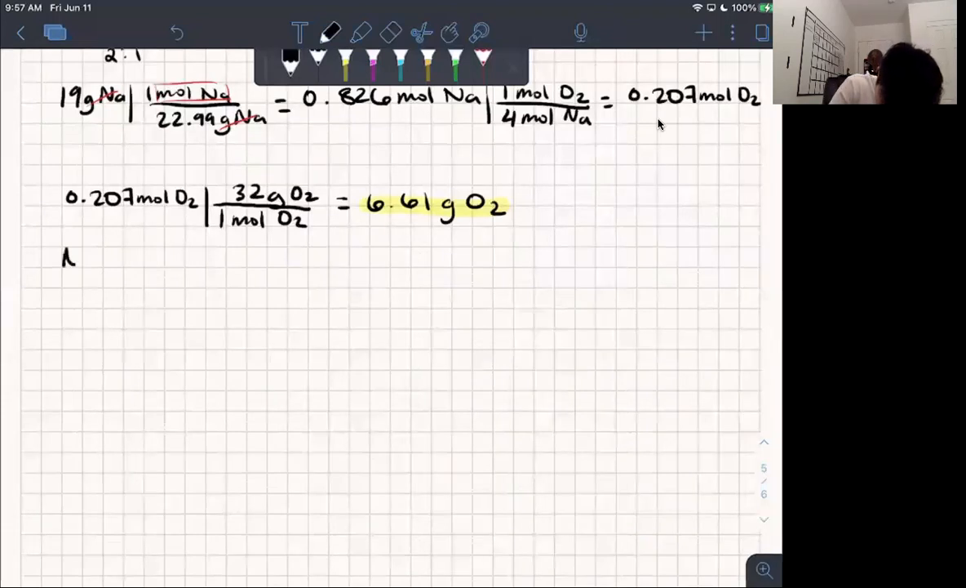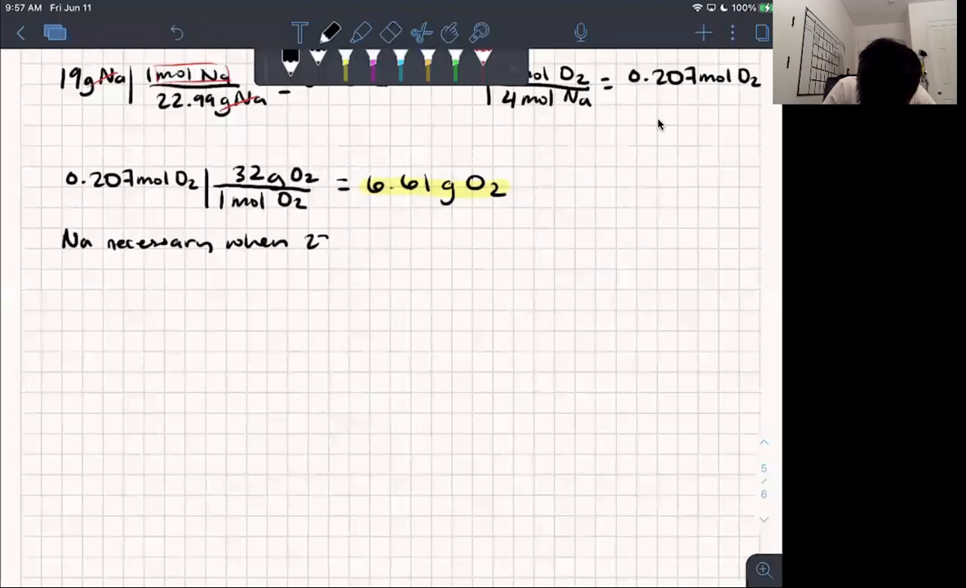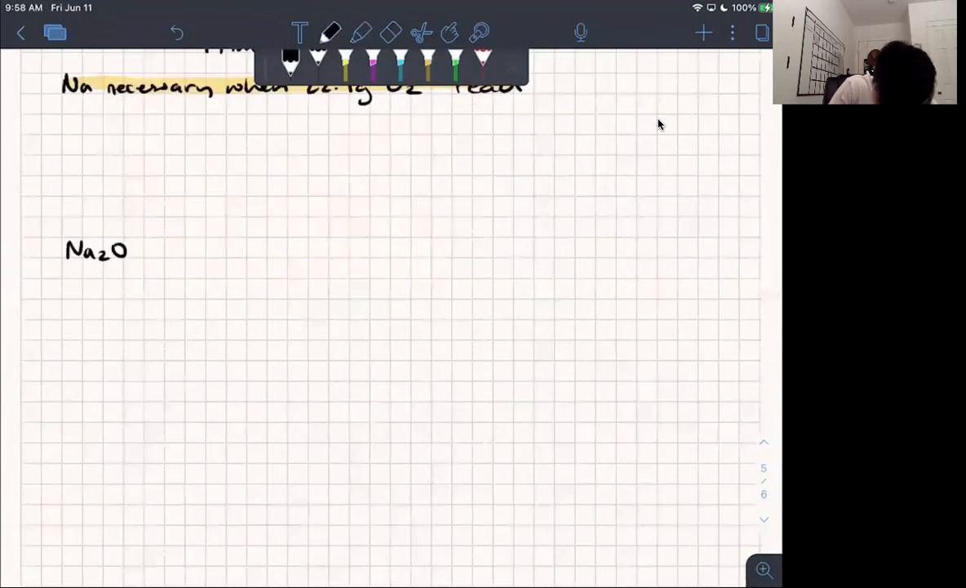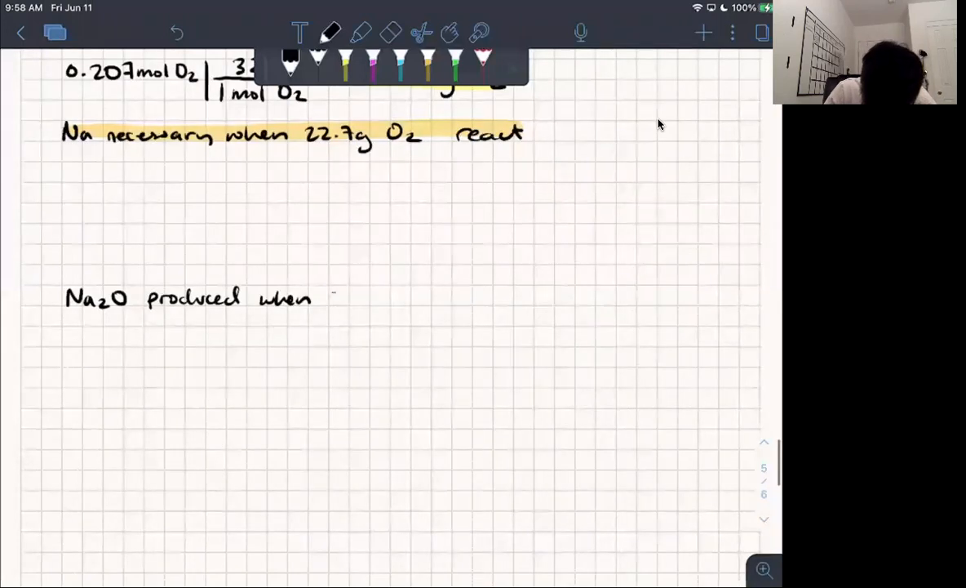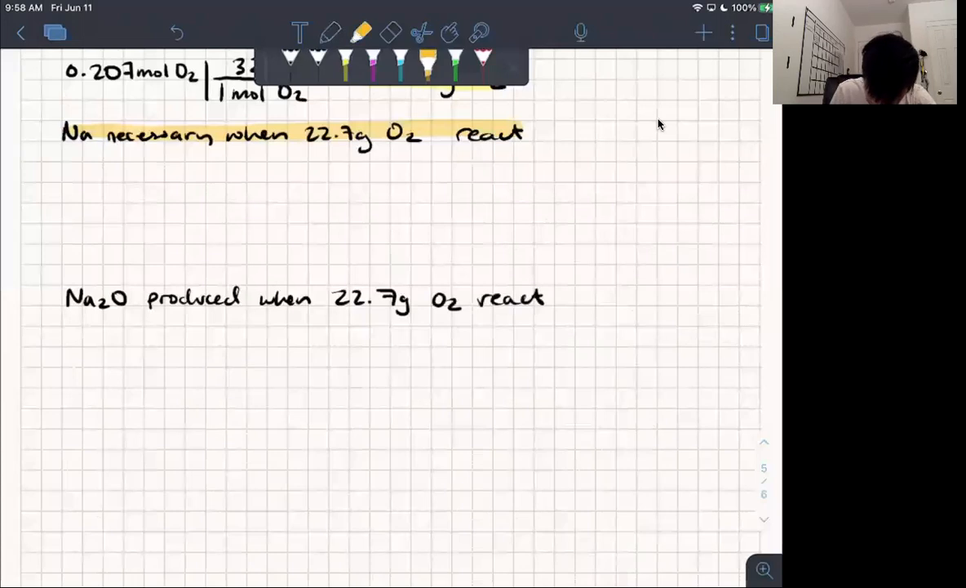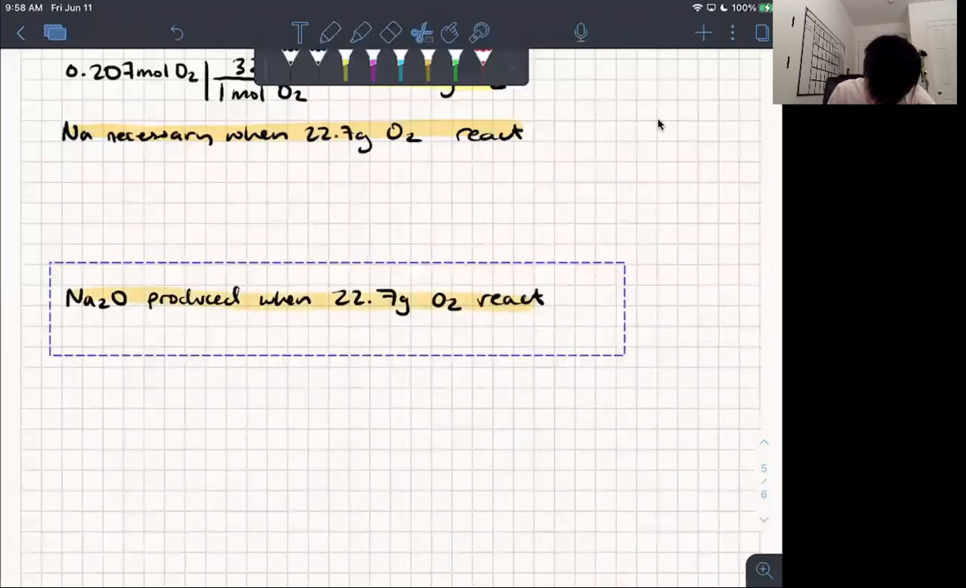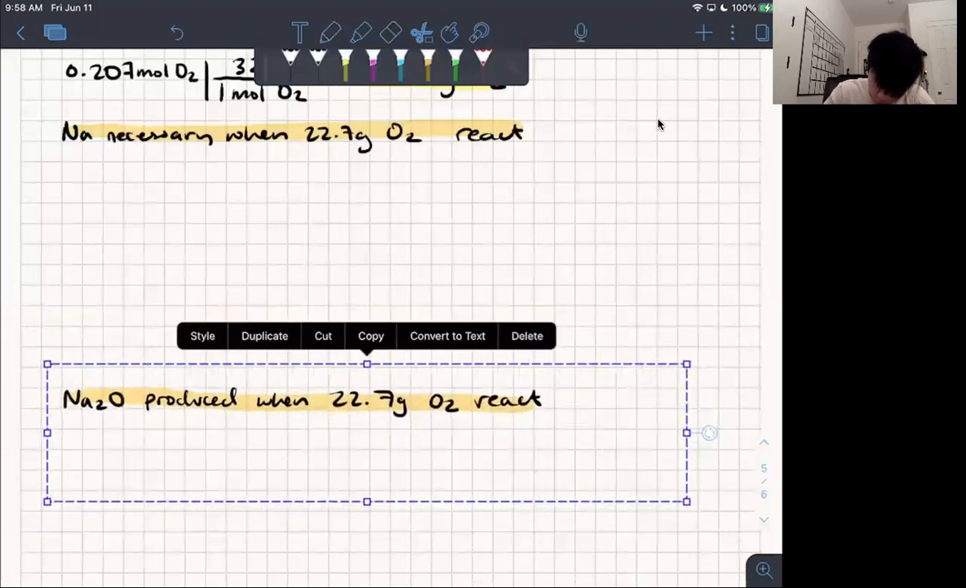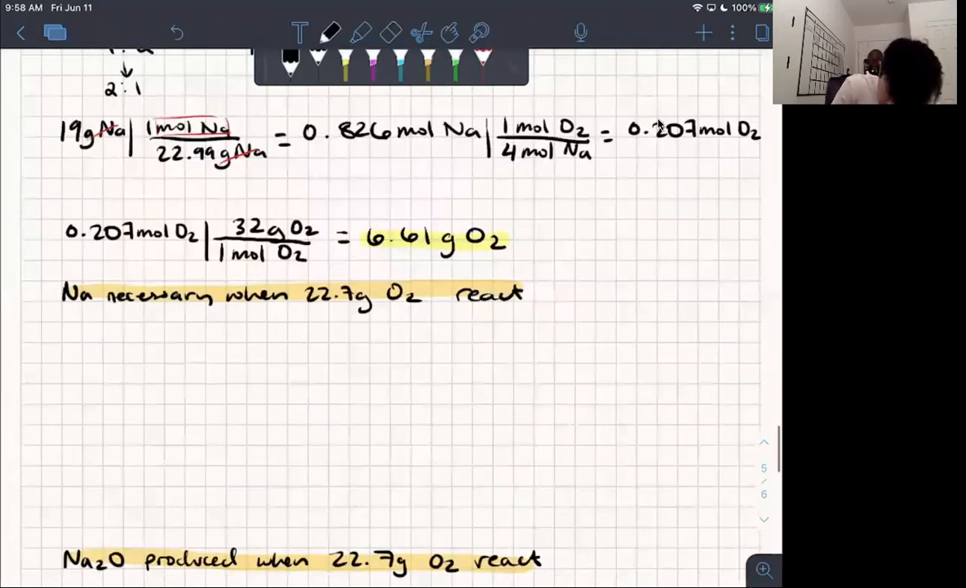Let's see, 22.7 grams of oxygen gas react. So this will be the first scenario, and then the second: Na2O produced when 22.7 grams of oxygen react. Okay, so same thing here, right?